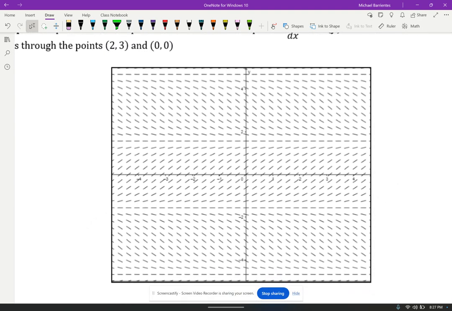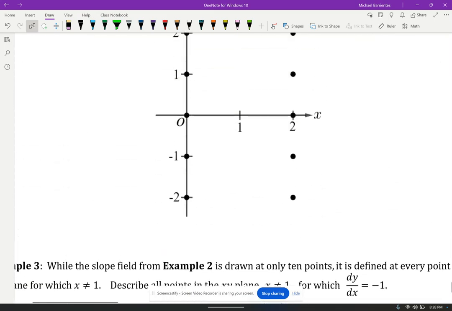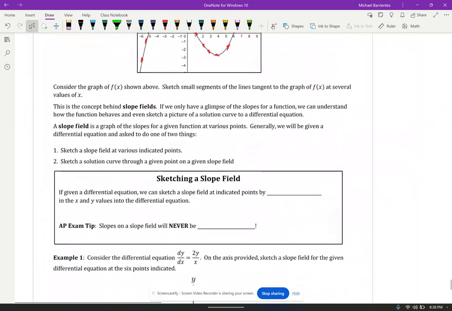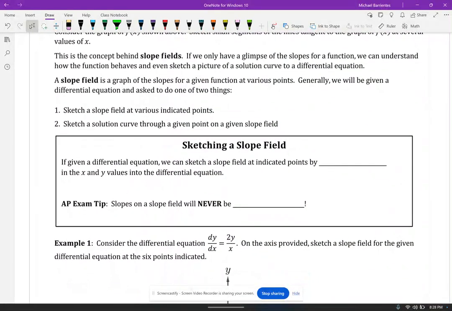This is what a slope field looks like. And the slope field is really made up of a bunch of little tangent lines. And the question is, if you kind of squint your eyes, if you kind of look at the direction of the lines, does it tell you what the original graph looks like? And the answer is yes, because in effect, the slope field is kind of like the blueprint of what the original function is. And so I'm going to go back because I want to make sure that you understand that a slope field is a graph of the slopes for a given function.